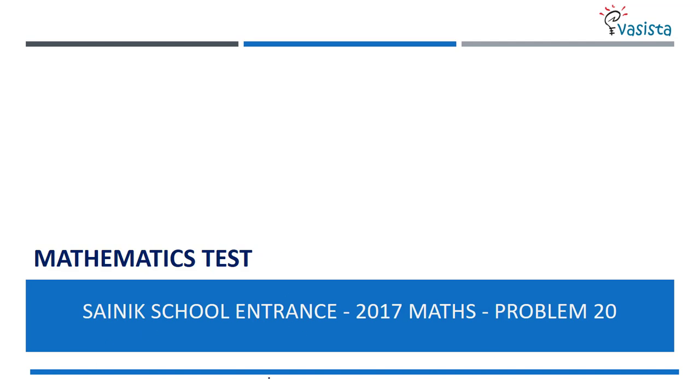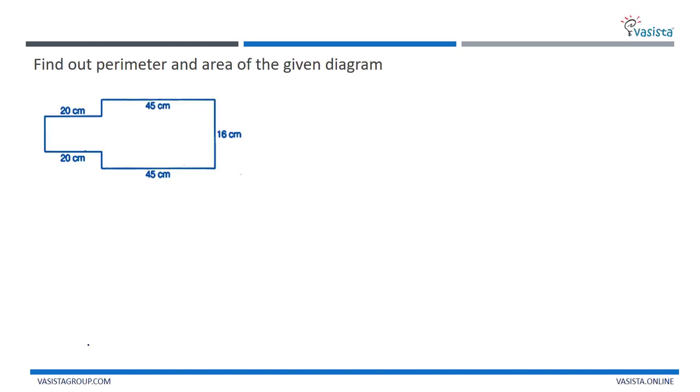Fine, let us start solving problem number 20. Find out the perimeter and area of the given diagram. Let me first find the perimeter. Let me consider this point as A. This is B, C, D, E, F, G, H.